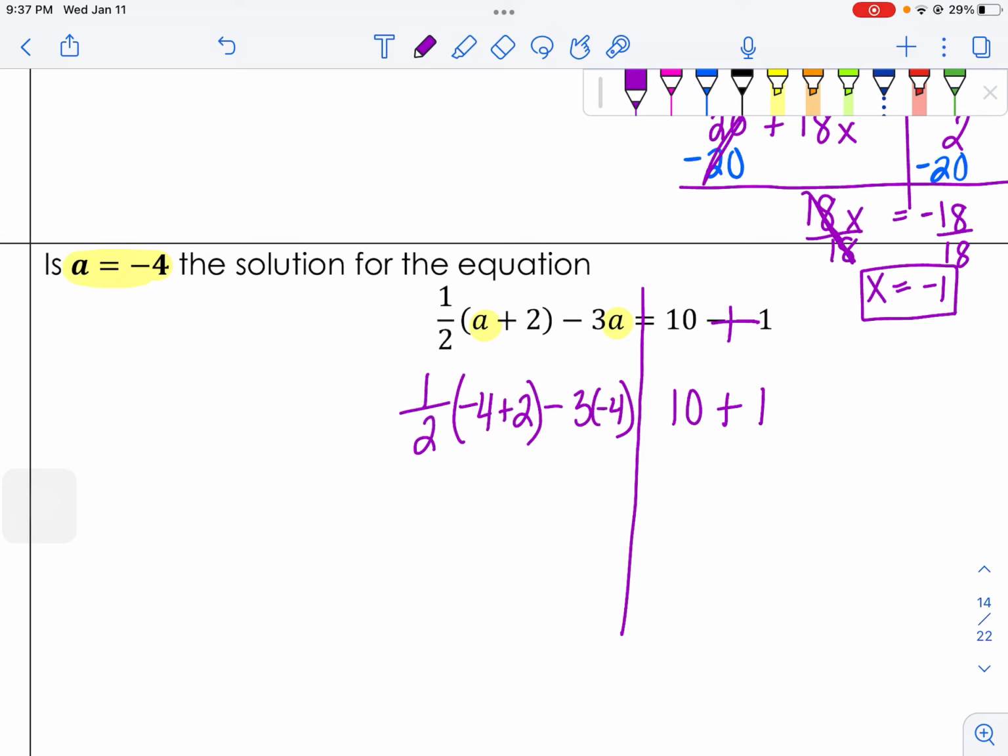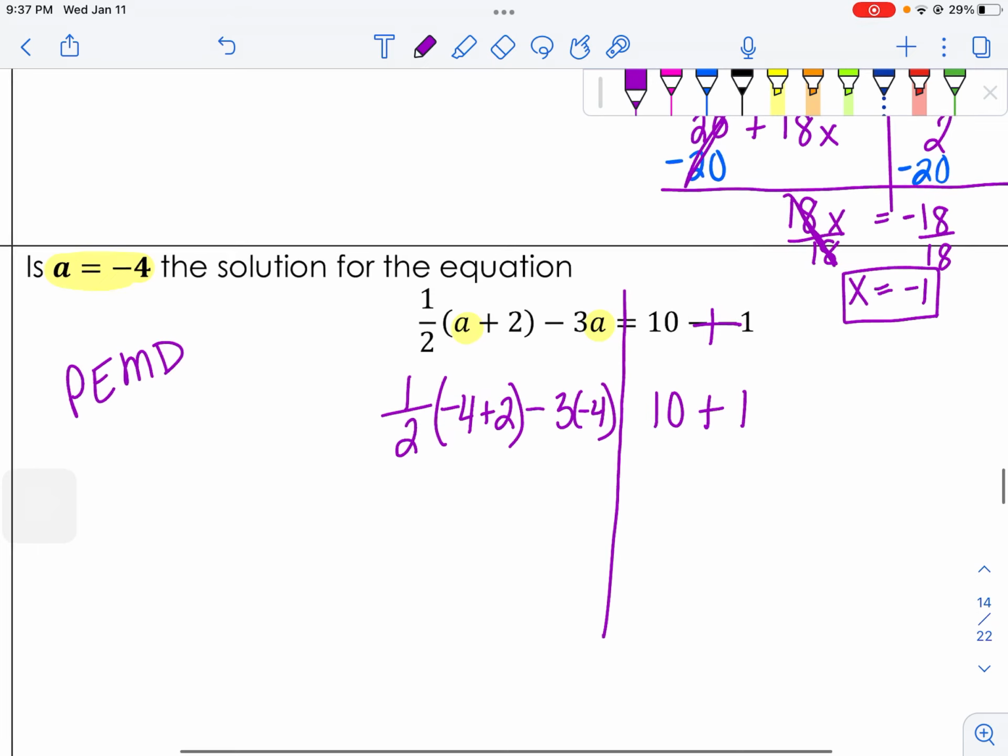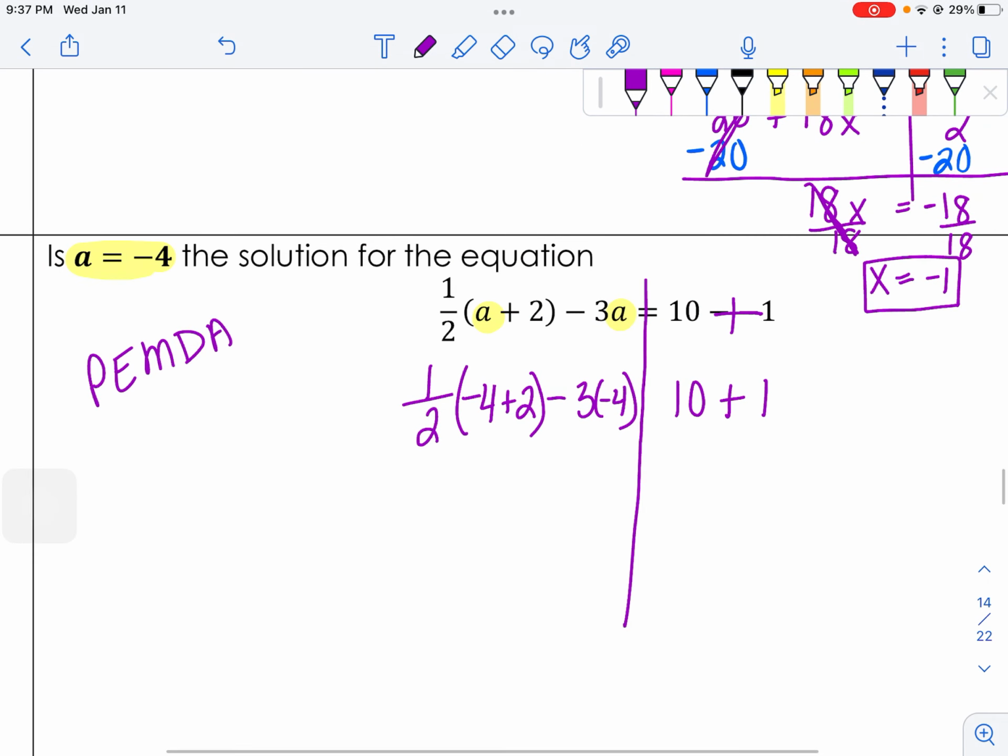Then in PEMDAS, so follow your order of operations. So we want inside the parentheses first. So 1/2 times (negative 4 and positive 2), different signs. So the difference between them is negative 2, minus 3 times negative 4.